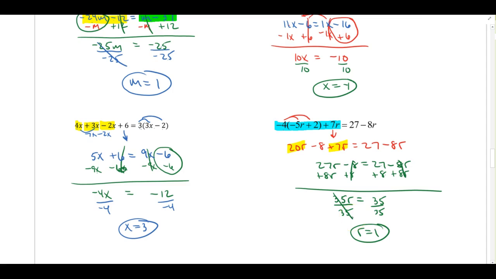Okay, so this is very methodical. If you understand the process, look for distributing, looking for combining like terms, move variables to the left, move constants to the right. It's very straightforward and easy to do.